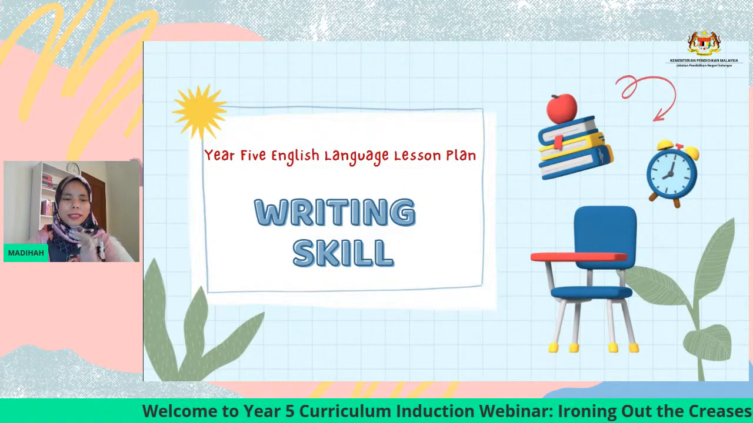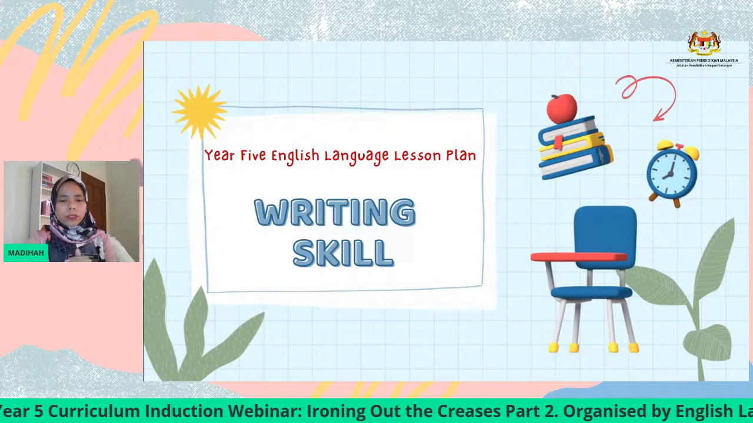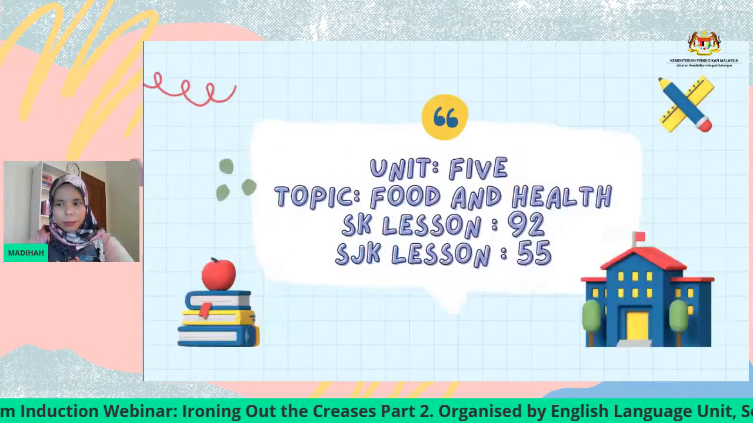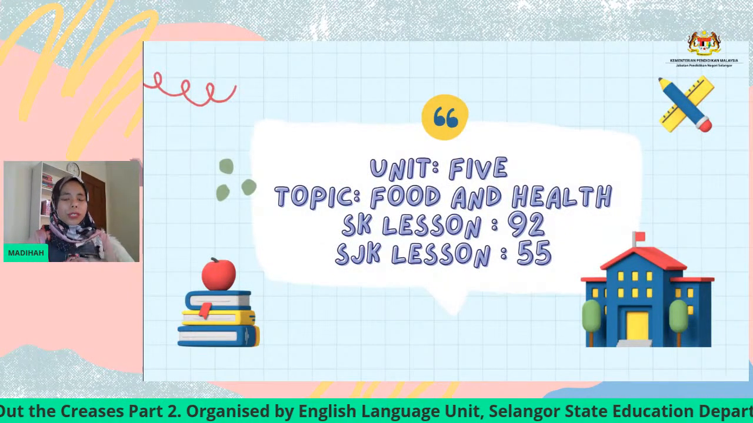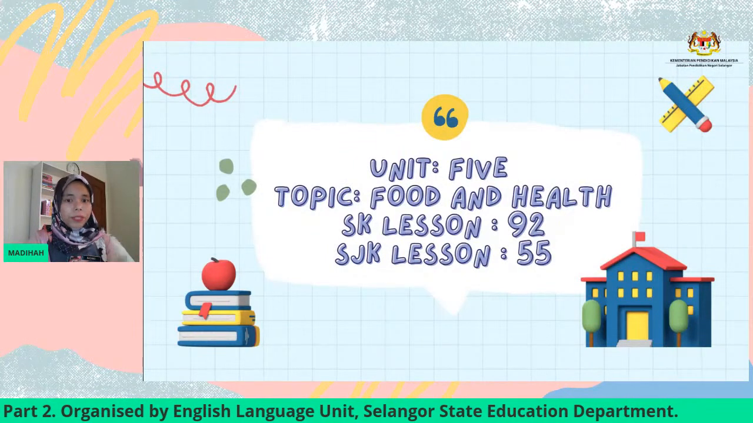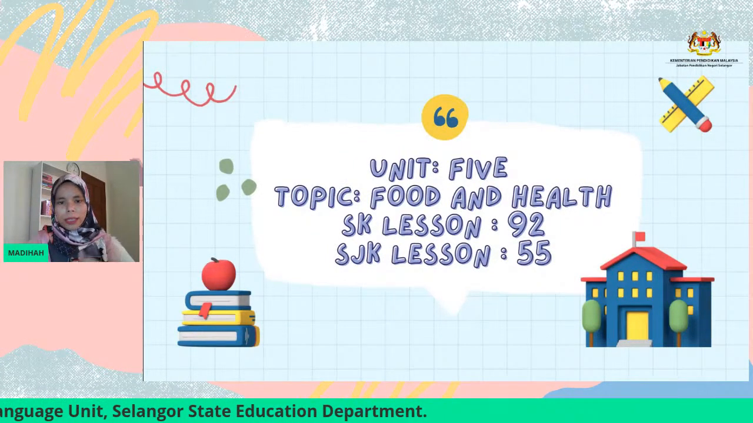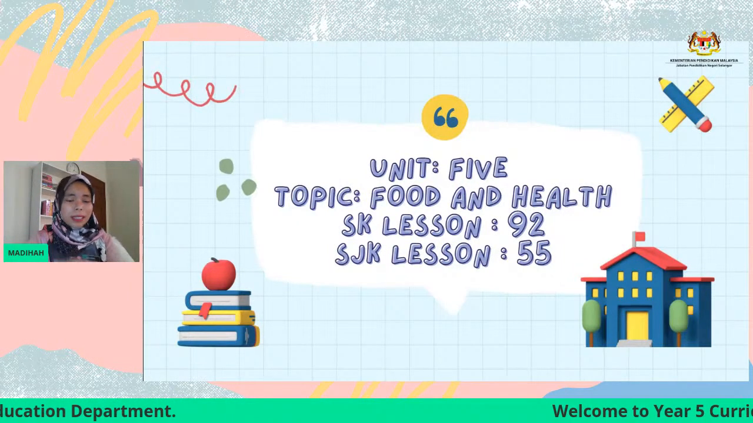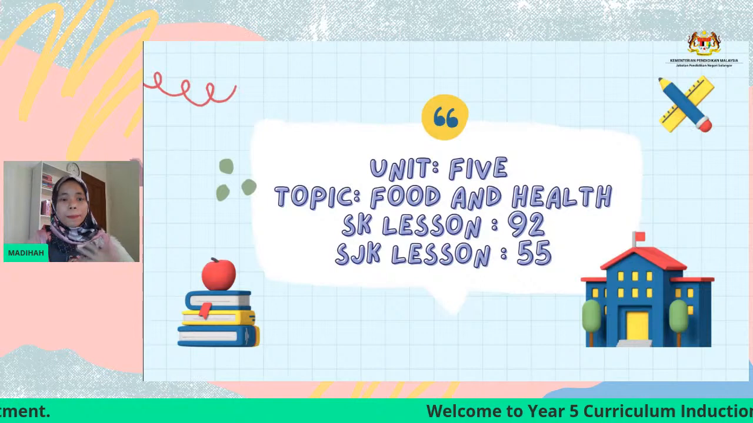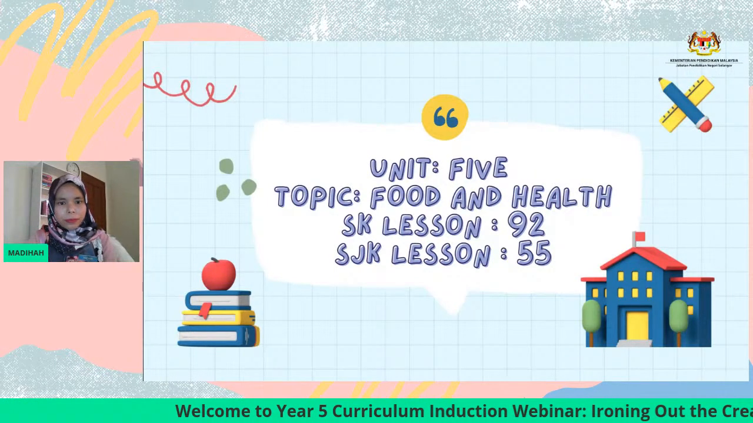Again, under the same unit, unit 5. We're going to move on to the writing skill. Can we move on to the next slide, please? Yes. For the topic food and health, for SK, you can refer to lesson 92. Teachers, if you have your SOW with you, you can look at the SOW. For SJK, it is lesson 55. It is exactly the same lesson, but the numbering is a bit different. Next slide, please.